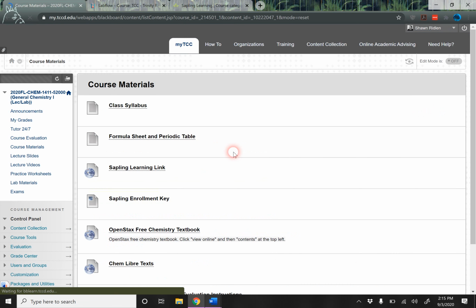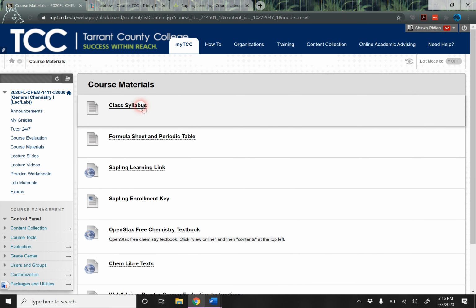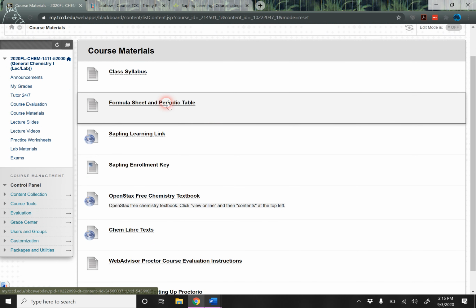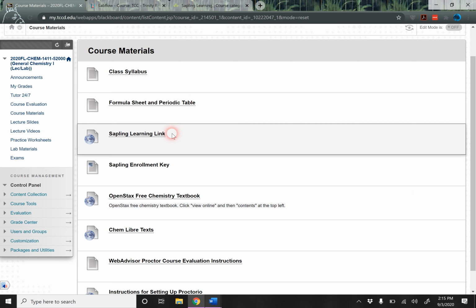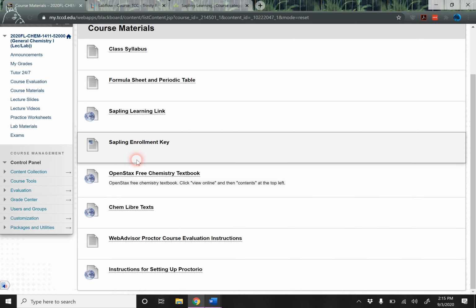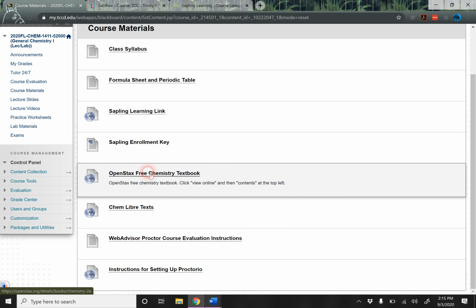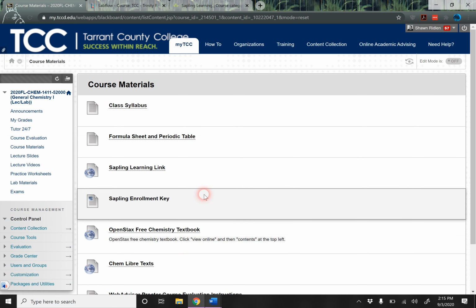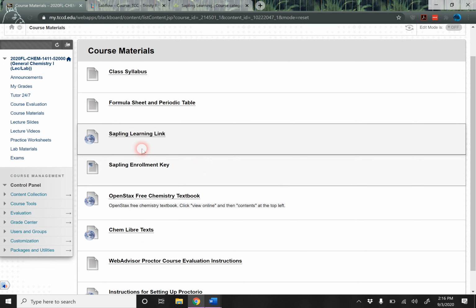And then you'll see course materials, and I think a lot of you have come here already. So you see the class syllabus. There's a formula sheet and a periodic table here. This is the one you'll have for the exams. I've linked you to the Sapling. You will see your Sapling enrollment key here. I've removed it in this video, since I'm posting this on YouTube, so it doesn't just go out into the world for everyone. But since you have access to the Blackboard, you'll see it here. And then I've linked you to the OpenStax and the ChemLibreTexts, as well as how to set up Proctorio. So there are lots of good links here that have to do with the class in general.